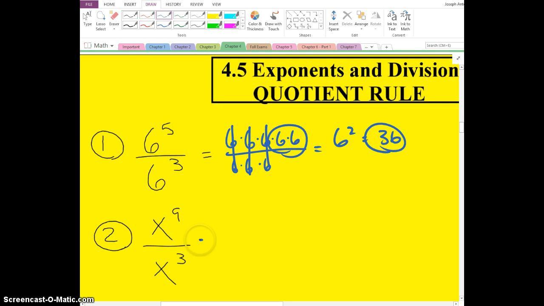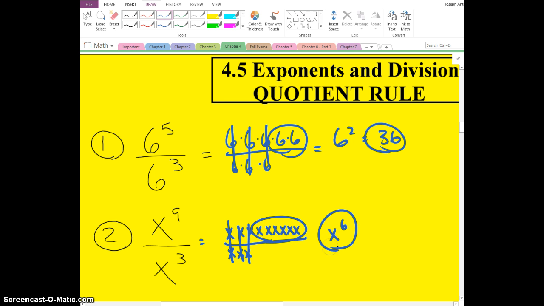If we look at number 2, we would say, okay, x times itself 9 times: 1, 2, 3, 4, 5, 6, 7, 8, 9. X times itself 3 times. Cross these off, and we're left with 1, 2, 3, 4, 5, 6 x's in the numerator.